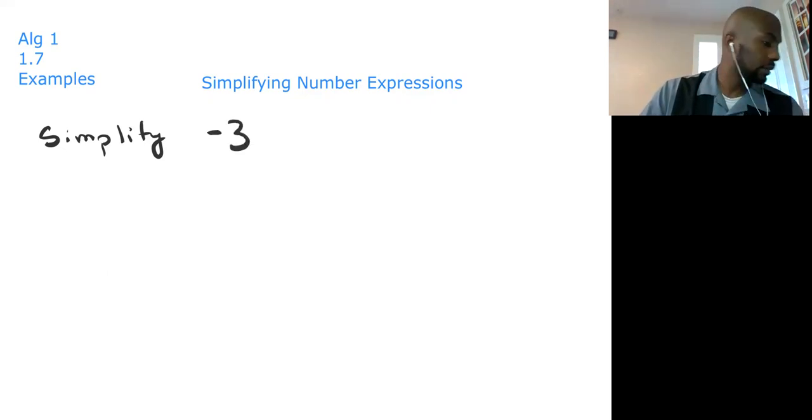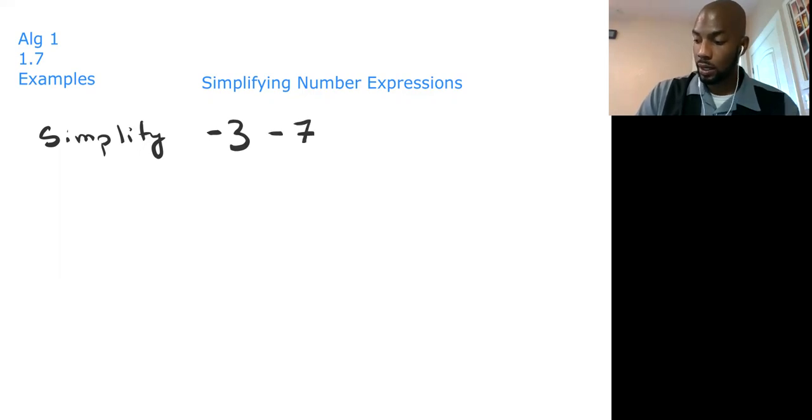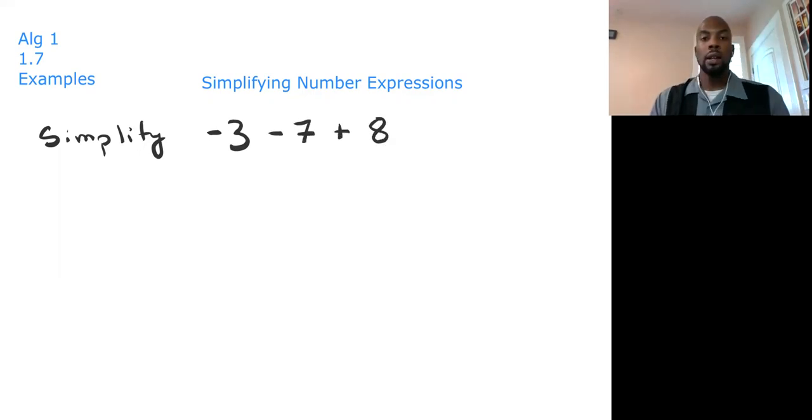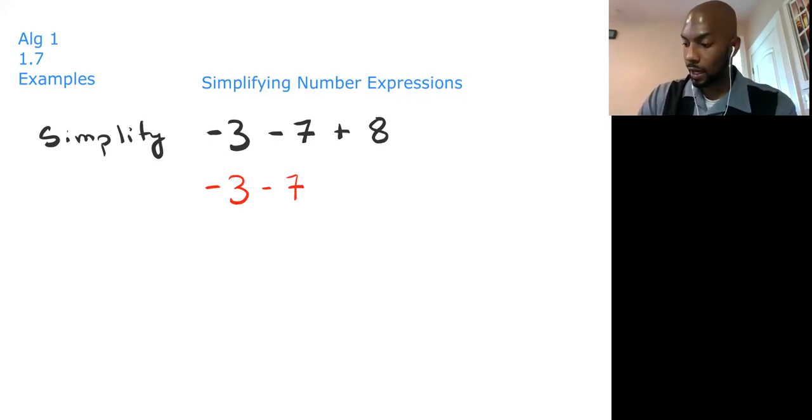Negative 3 minus 7 plus 8. The first thing I like to do is to color everything in a way that makes sense to me. So what I will do is I will make all of my negatives red, so I know I need to subtract or go left on the number line. So I'm going to make my negative 3 red, my negative 7 red, and I like to make all of my positive numbers green, as if I'm gaining, right? Green means go, green means money, green means to get. So now it looks like this. Negative 3 minus 7 plus 8.